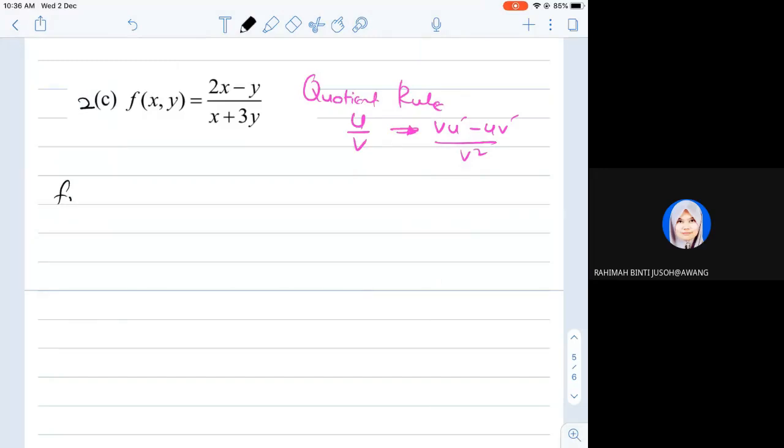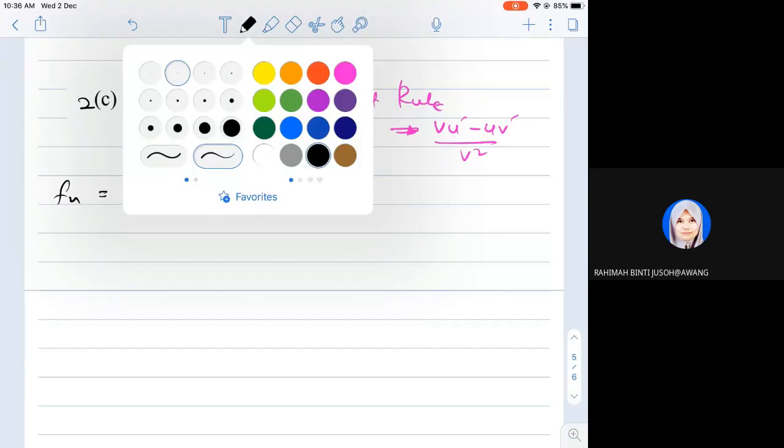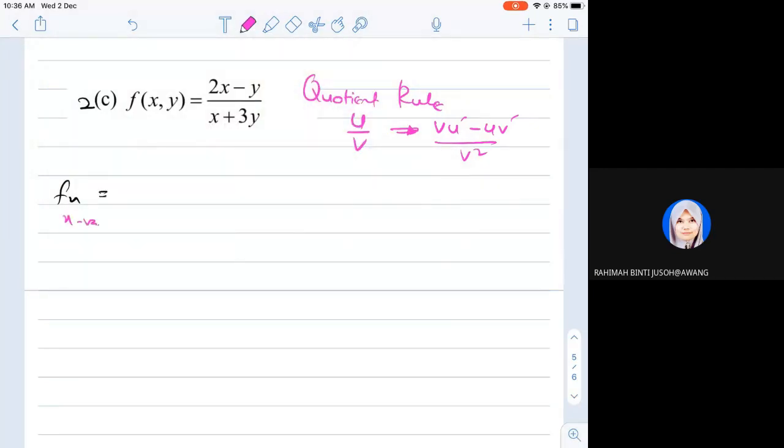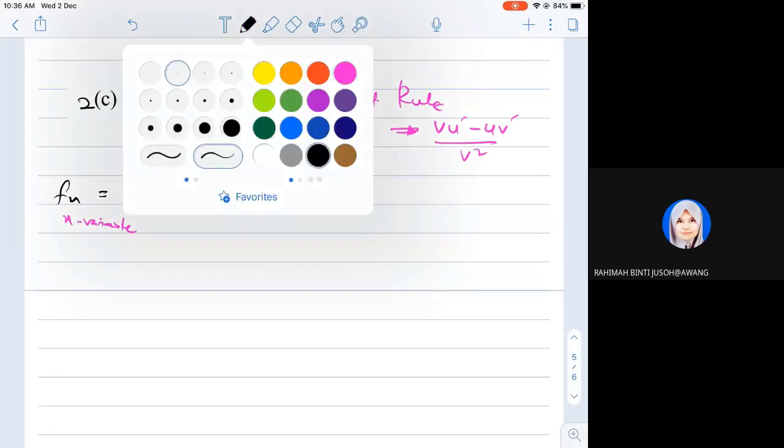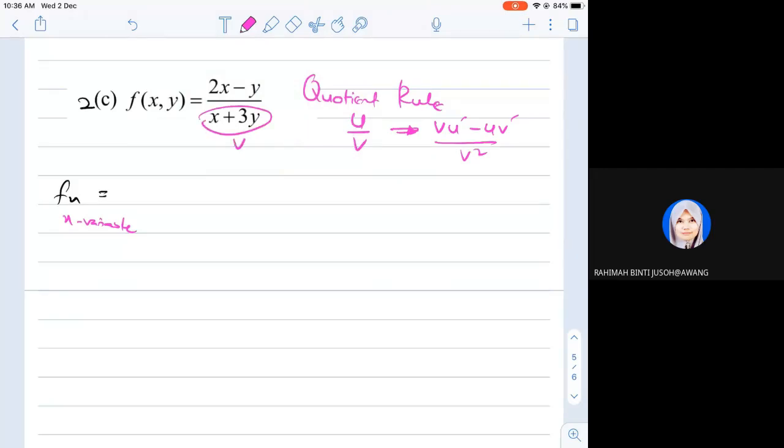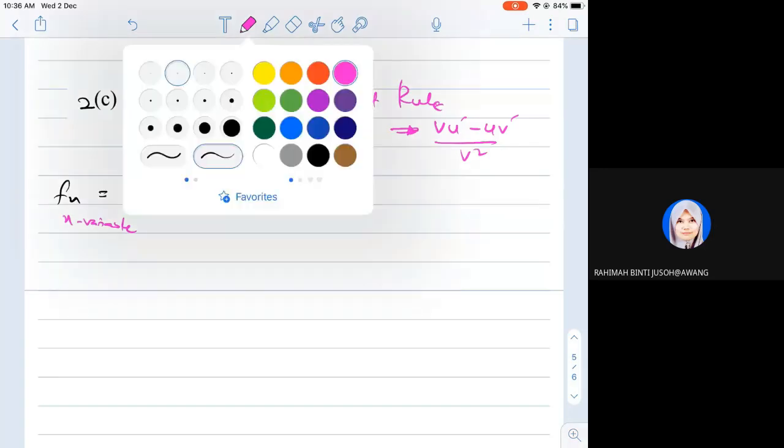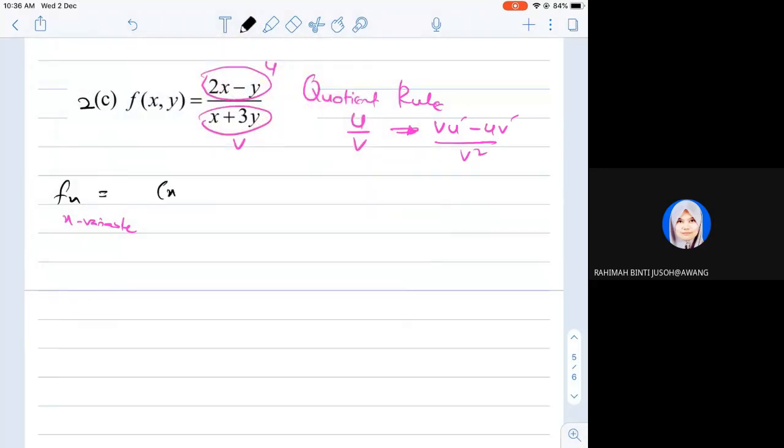So fx, differentiate with respect to x. You have to bear in mind right now x is the variable and y is the constant. Okay, x is the variable, so y becomes a number, a constant. So let us proceed. This is your v. And this is your u. So v u prime. So v is x plus 3y, u prime. Differentiate 2x minus y with respect to x. What happened? 2. Okay, good, very good.